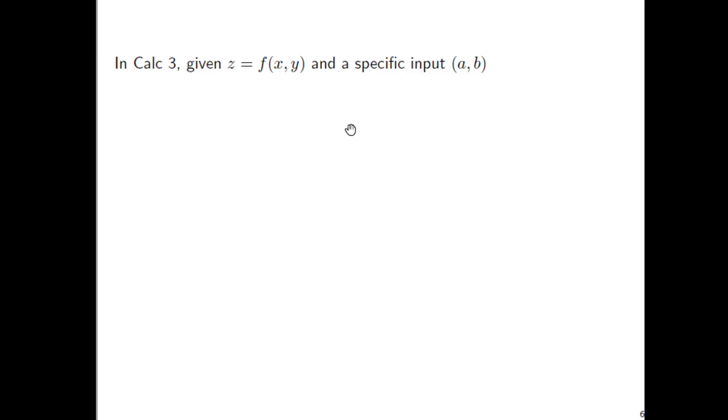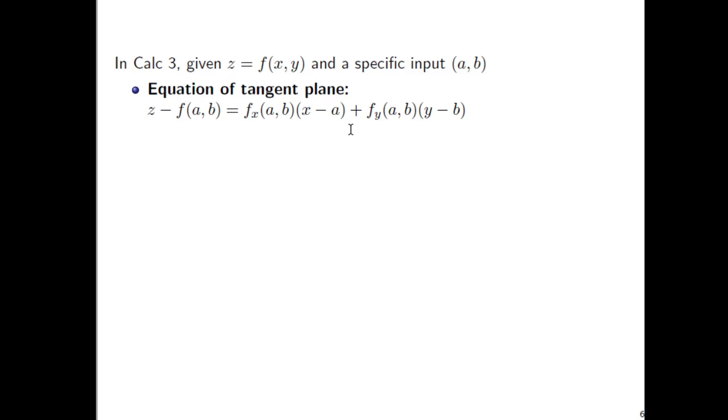In Calc 3, given a function f of x comma y, so with two input variables and a specific input a comma b, this is what the equation of a tangent plane looks like. So it uses partial derivatives. I mean, this looks a lot like point slope form, but it had to be modified.